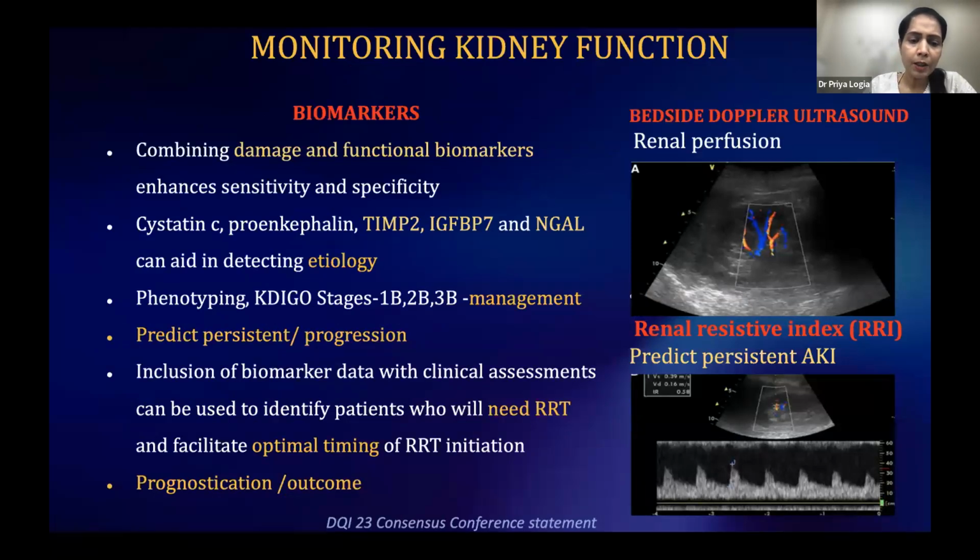It also helps to predict persistence and progression of AKI, and it can help in identifying the patients who will need RRT and facilitate optimal timing of RRT initiation. It has a role in prognostication and outcome. But this is an area of major future research focus at this point. Based on the availability and the cost constraints, the biomarkers can be applied.